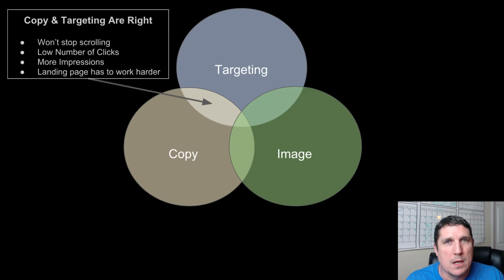So here's what happens. If your copy and your targeting are right, but your image isn't, what's going to happen is people won't stop scrolling, like I was just talking about. So you're going to end up with a low number of clicks, just not very many clicks. So you're going to have more impressions, meaning the ad's going to have to be shown more times. Does that make sense? So the thing that's really bad about that is if you're running a conversion campaign, where you're trying to get people to opt into something, or get your lead magnet or your webinar or buy something, whatever it is, then you're paying per impression. That's how it works, okay?